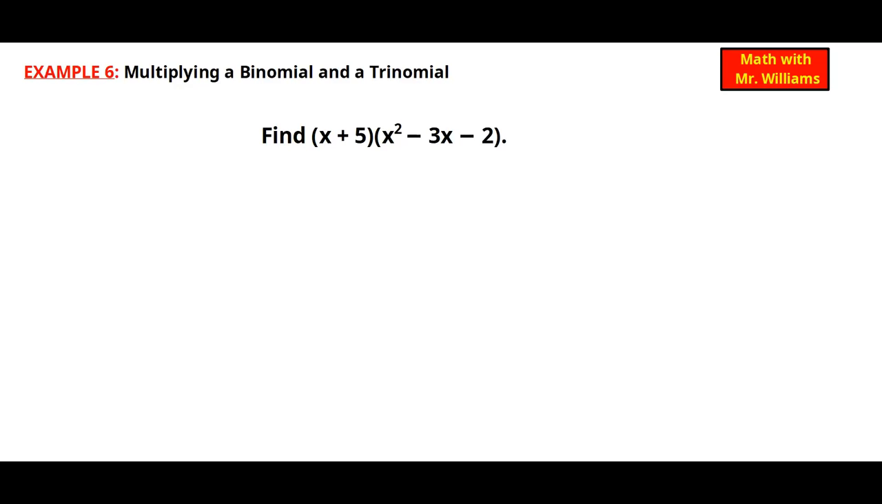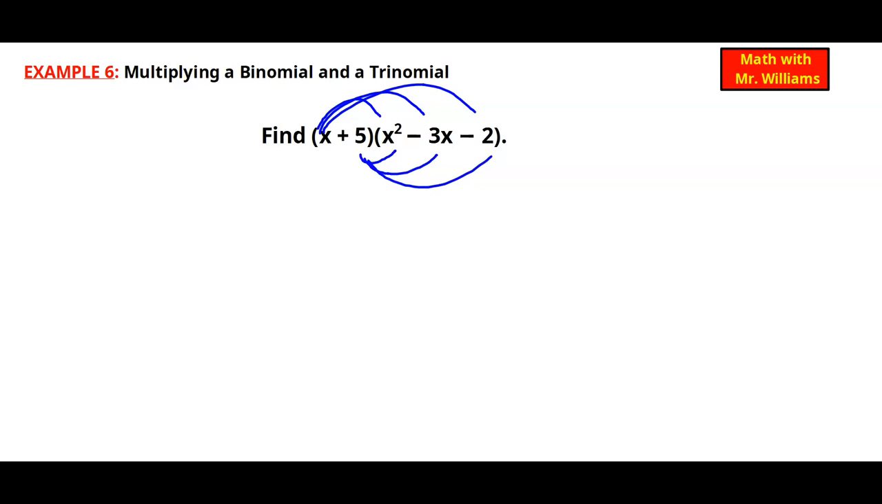Math, Mr. Williams, example 6, multiplying a binomial and a trinomial. Okay, so we're just going to basically use distributive property here. We're going to take the terms in the binomial and we're going to multiply it to everything in the trinomial. So we're going to start off with the x and we're going to multiply it to each of the terms in that trinomial. Then we're going to take the 5 and multiply it to each of the terms in that trinomial. So let's go ahead and rewrite this now.